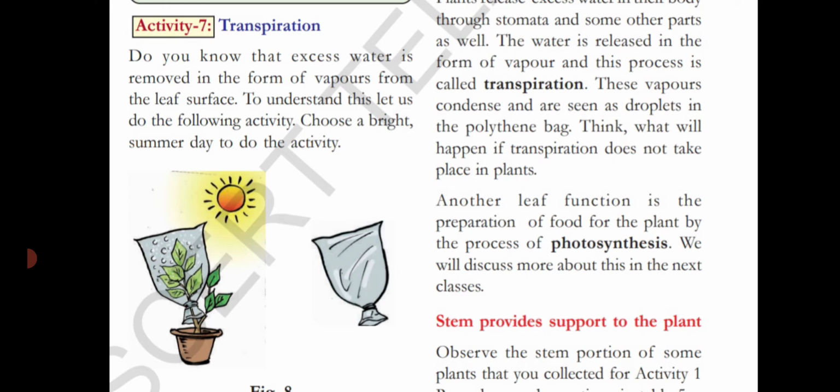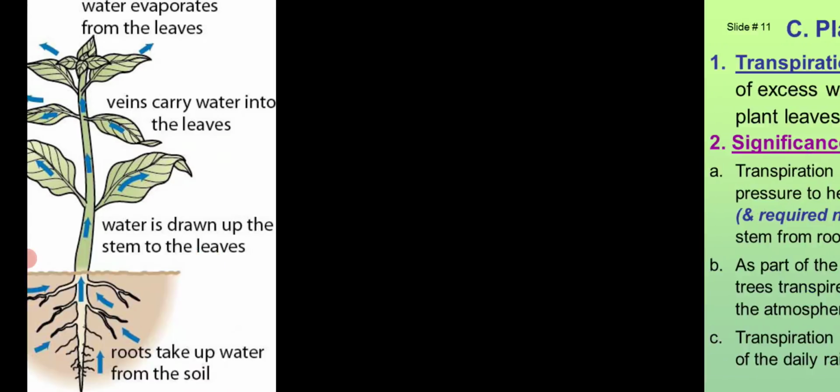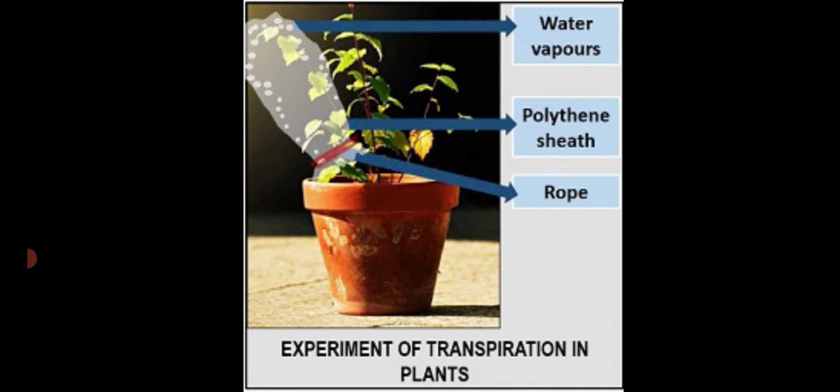Another leaf function is the preparation of food for the plant by the process of photosynthesis. We will discuss more about this in next classes, but let us see just a simple definition. Before that, you see the transpiration experiment in plants: they tied the plant with a rope in a polythene sheath, and the water vapor formed. This is how we could note transpiration practically.